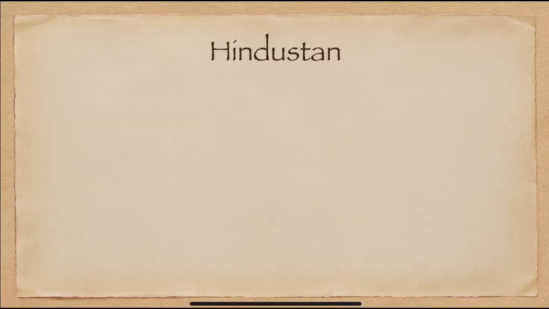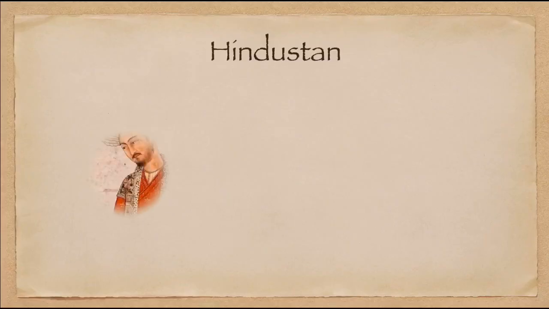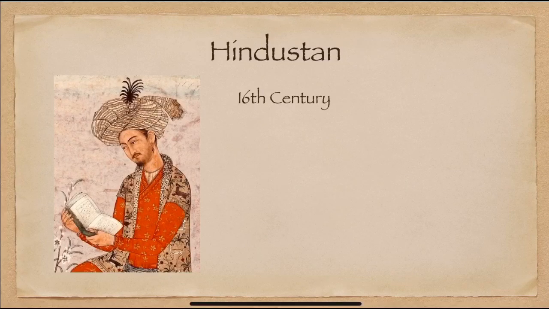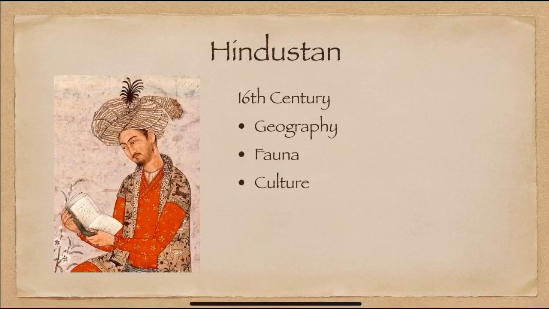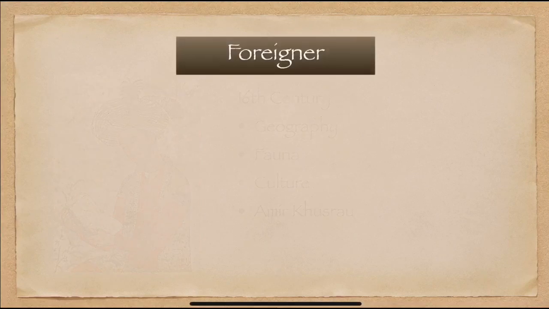Also, in the 16th century, Babur, the Mughal ruler, used Hindustan to describe the geography, the fauna or wildlife, and the culture of India. Also, in the 14th century, a poet, Amir Khusru, used the word Hind to describe all this fauna, geography, and culture. So, students, from this story, we understand how over the years one word, Hindustan, has had different meanings, or different words. Hindustan in the 16th century and Hind in the 14th century are used to describe the same thing. Now, let's see another story.